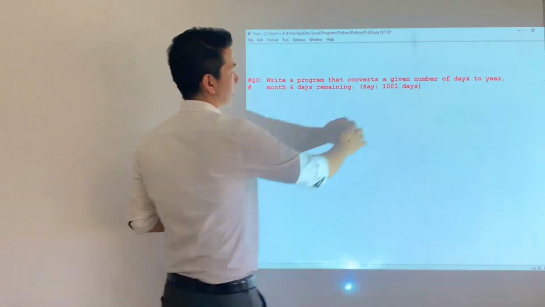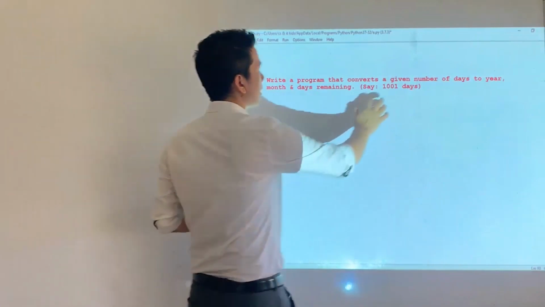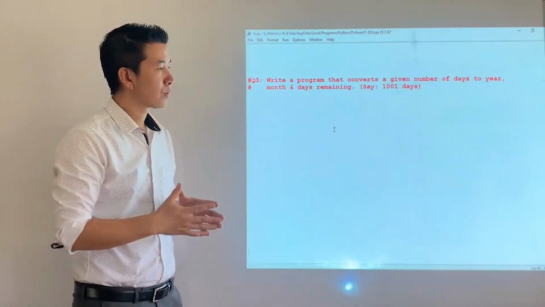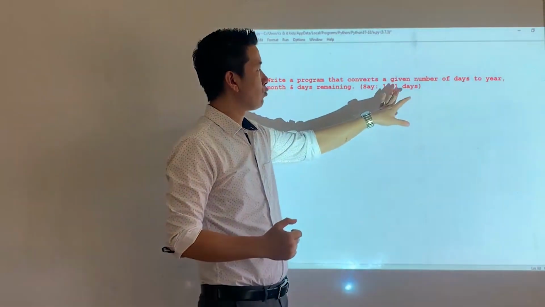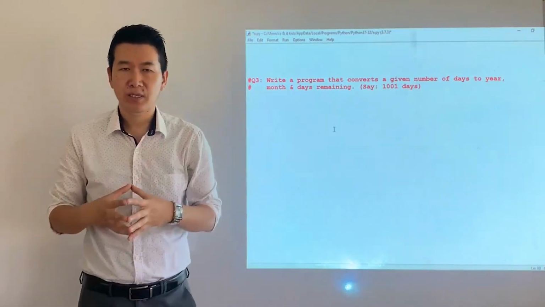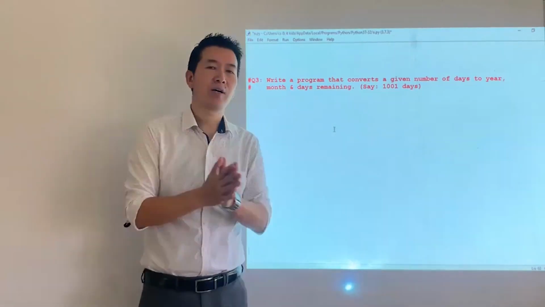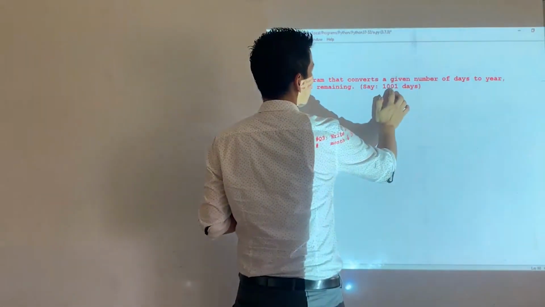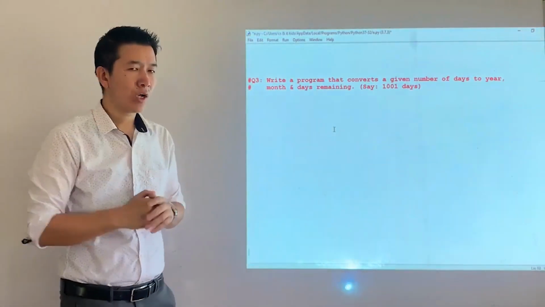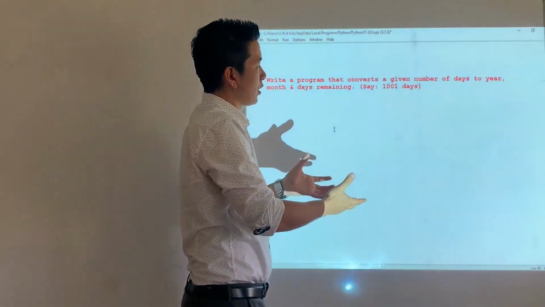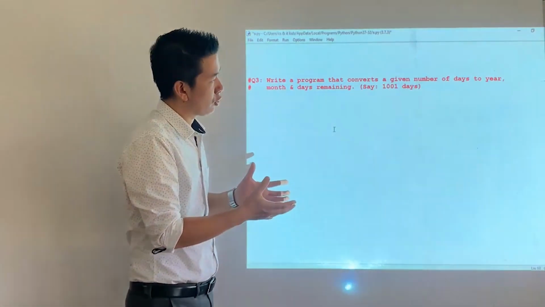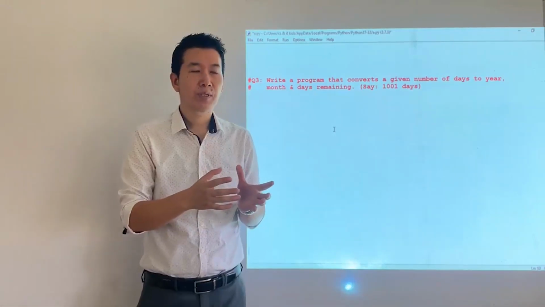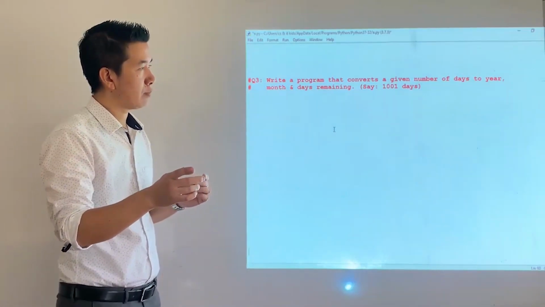Write a program that converts a given number of days, let's say 1001. So these number of days should be expressed in the form of the number of years, the number of months, and the number of days. If you do the manual calculation for 1001, how do you convert this to number of years? Let's assume that a year, barring the leap year, has 365 days. So if we divide 1001 by 365, how many 365s do we have in 1001? Understandably, it'll be like 700 something.